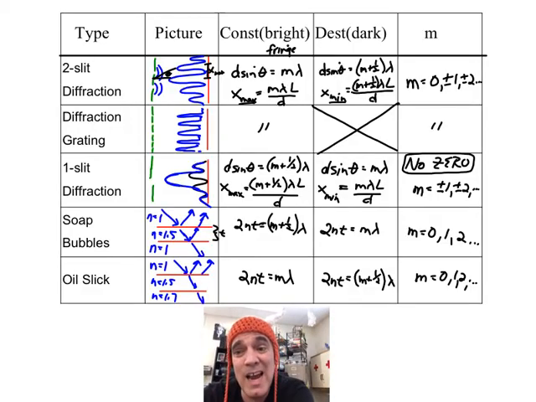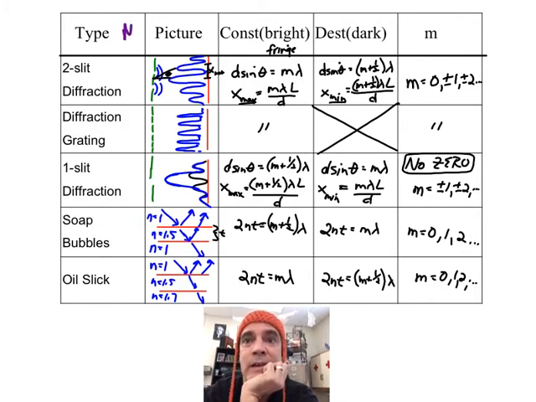Holy cow, we got a lot of interference, we got a lot of diffraction, we got a lot of M's, we got a lot of D's, we got a lot of things. So we made a little chart for all of them, so you can see. And so this is the type of diffraction: 2-slit, diffraction grating, 1-slit, soap bubbles, oil slick, and then there's a picture to remind us of what each one is. 2 slits going to that pattern, multiple slits going to spiky ones, 1 slit going to a big middle, make sure and draw the little ones that are overrun, and then the different indexes for soap bubbles and oil slick.